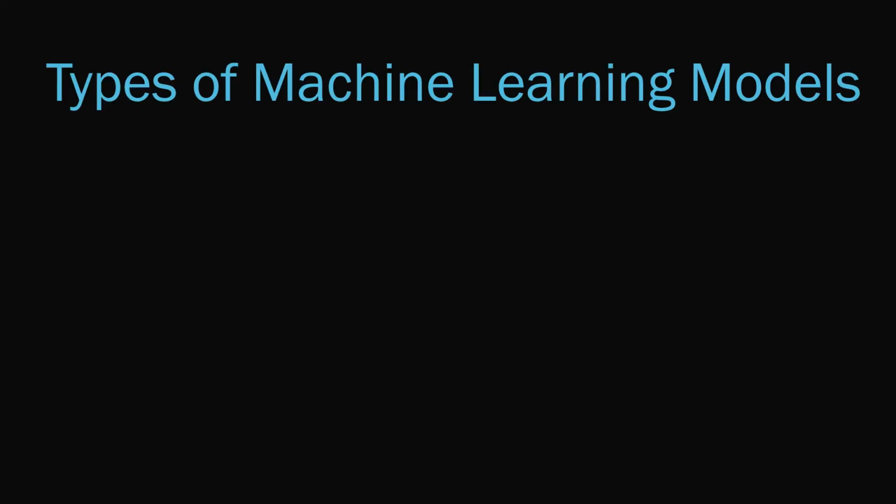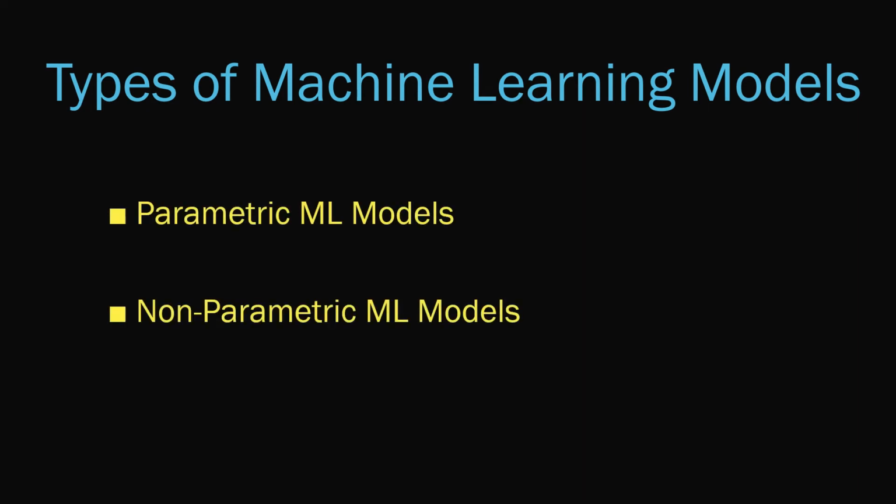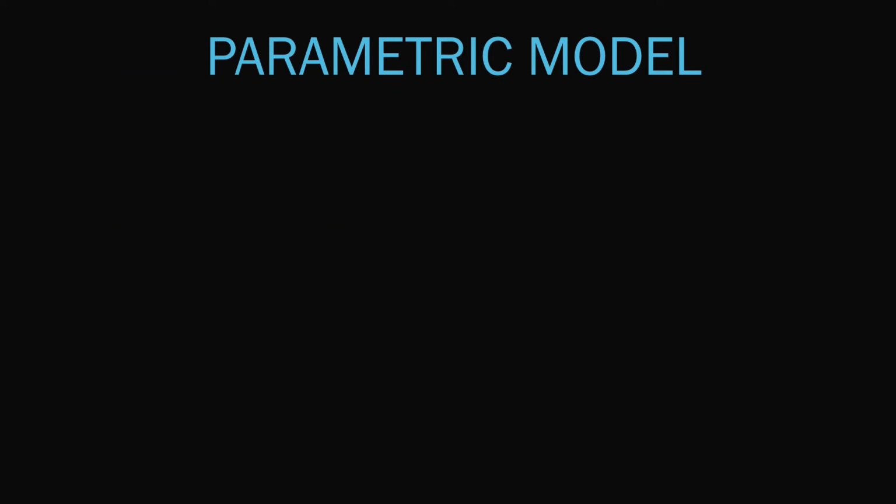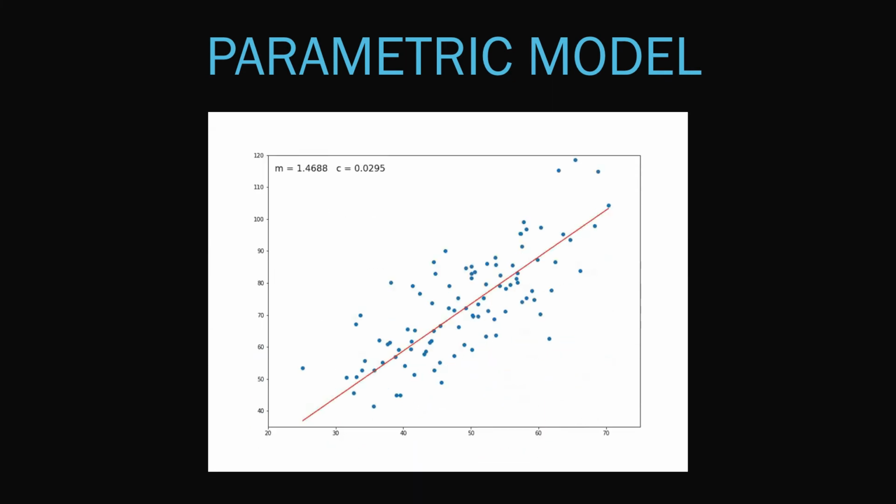Now, since you know the types of machine learning, let us understand the two types of machine learning models. Machine learning models can be either parametric or non-parametric based on the shape of the model. Parametric models assume the shape of the machine learning model, and the shape does not change. For example, if you have a straight line model and you have a scatter plot, what your machine learning model will try to do is to fit this line between those data points. Then what will happen? The line will try to best fit the data as shown.